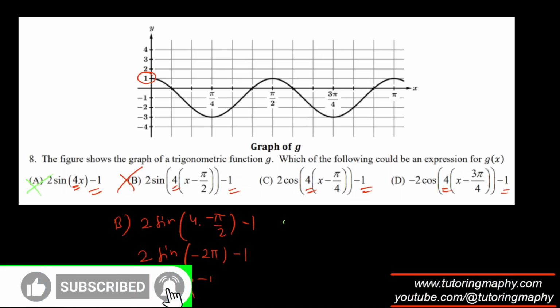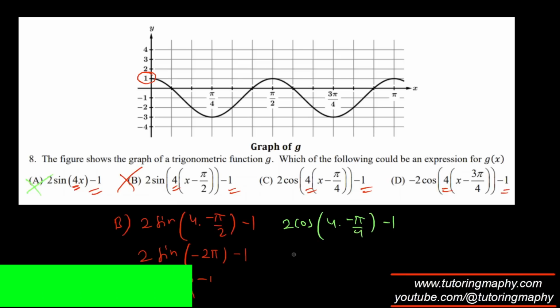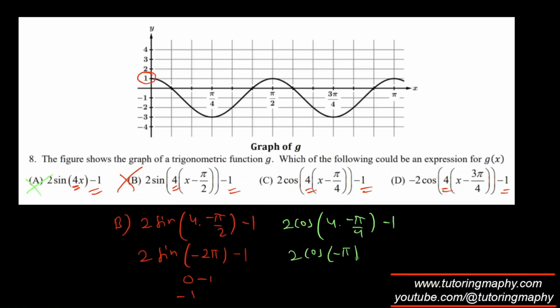Let's plug in 0 here. So this will become 2 cos 4 times negative pi over 4 minus 1. So it's 2 cos negative pi minus 1. Cos of negative pi is minus 1. So minus 2 minus 1 is minus 3. No, I don't need minus 3. I need 1. And here if I plug in, it will be negative 2 cos 4 times negative 3 pi over 4 minus 1. Cos of negative 3 pi is negative 1, and negative 2 times negative 1 is 2, and 2 minus 1 is 1, which is definitely option D, because this is 1.